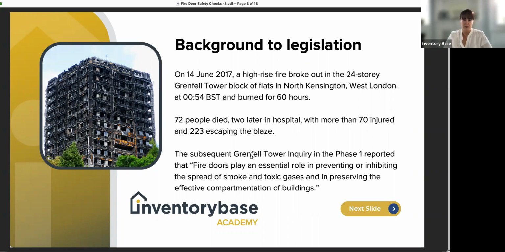And this is one of the reasons why the Grenfell Tower inquiry was set up. In phase 1, they reported that the fire doors played an essential role in this fire, but also, going forward, how they play an essential role in preventing fire and inhibiting the spread of smoke and gases, and preserving the effective compartmentation of buildings to give people time to exit the buildings, the properties, and get out safe.